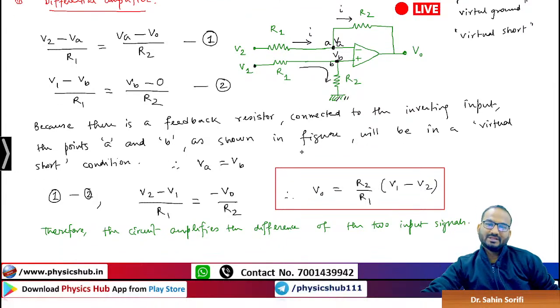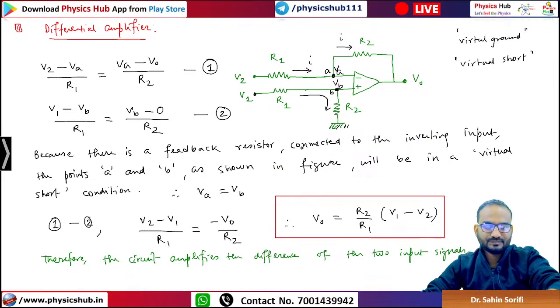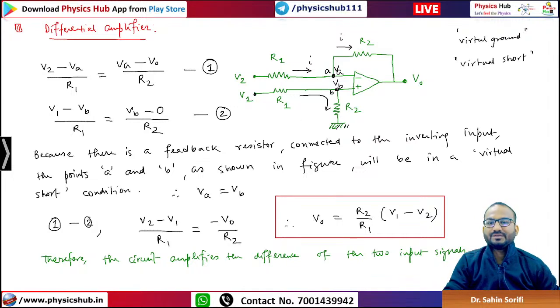Try to notice one thing. This is a very important observation. Can you calculate VB? This can be done in other ways also. If you can evaluate the voltage at B, means VB, then you can directly write the voltage of this point A as VB. Then you can just use one relation and you will get the desired output.